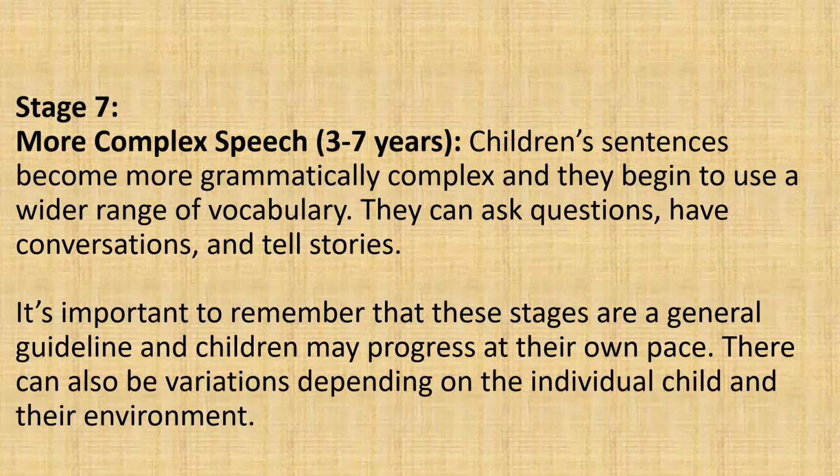It's important to remember that these stages are general guidelines and children may progress at their own pace. These 7 stages are based on the majority of children, but actually there can also be variations depending on the individual child and their environment. Some students may skip these stages. According to their environment, we can't say all the students between the age group 3 to 7 are like this. It's not like that. There are some learners who are faster and some learners who are slower.